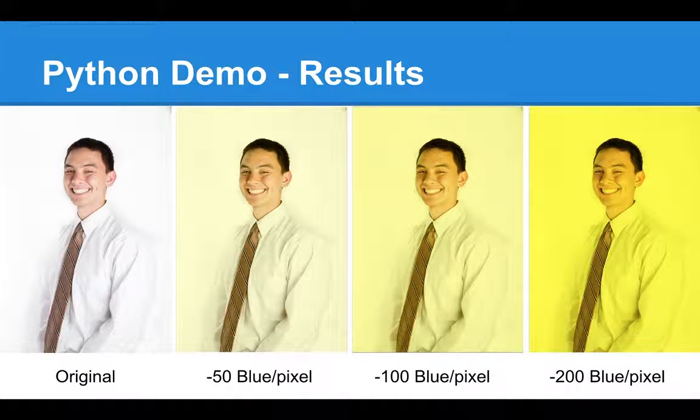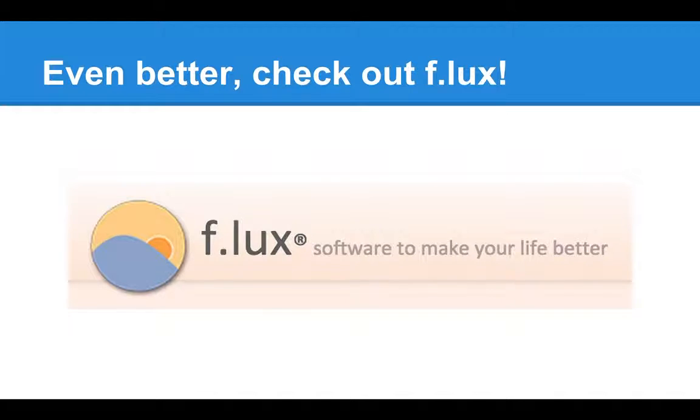So these are the images. The left image is the original one, and I progressively ran this program by changing how much we're reducing the blue concentration per pixel. There's another program called Flux, which does this in an even more advanced way by taking into account what time you wake up in the morning and where your location is. Based on what time of the day it is and how dark it's getting outside, it'll adjust the blue concentration per pixel on your screen, along with other various advanced color settings.